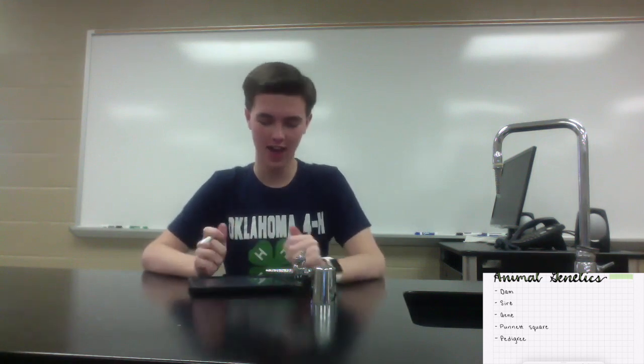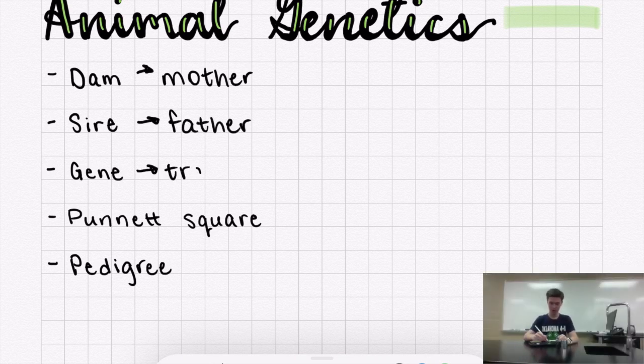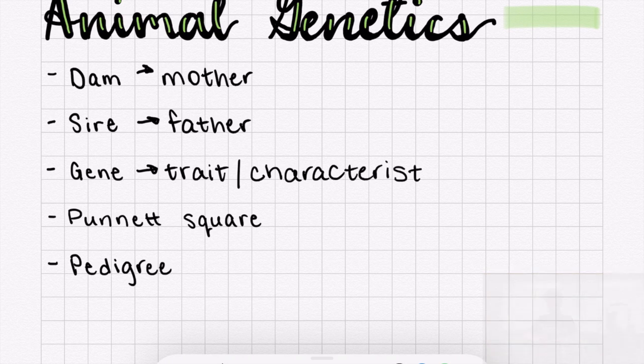So as you can see, I've got 5 terms screen shared here, and we're just going to go through and kind of simplify and define all 5 of those terms. So the first one here is dam, D-A-M, and all that really means is just the mother. The sire, the next one, is the father for livestock. The next one I have here is a gene. And all that a gene really is, whenever you think about it, is just whatever trait is being passed on and then being expressed. So it's just a characteristic or a trait.